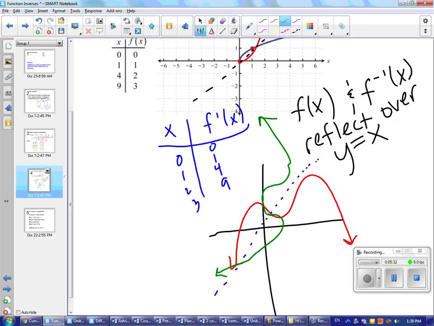And you can imagine if I were to fold this piece of paper over the blue line, the green and the red would touch each other. Notice the green is not a function because it fails the vertical line test.